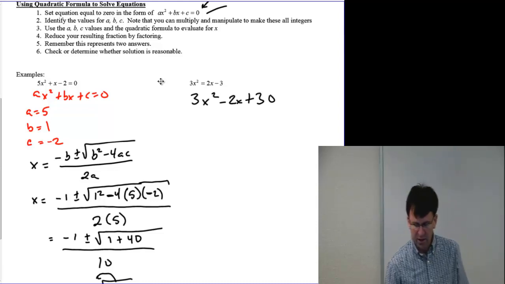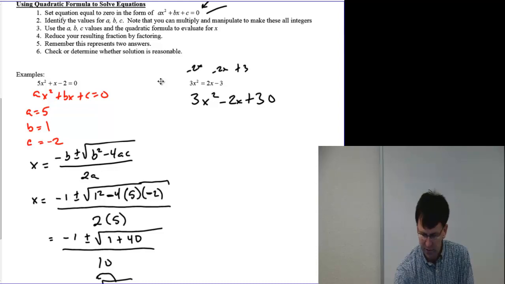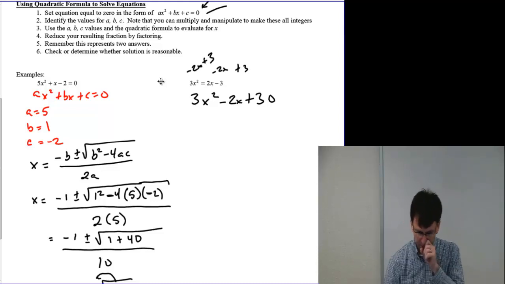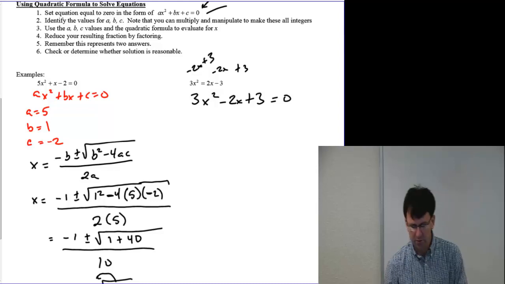Now it's a negative 2x because I have to subtract 2x from this side to make that 2x go away, and then I'd have to add 3 to this side to make that happen on this side of the equation. So I end up with, I got a little typo there, let's fix that, equals 0 on this side.